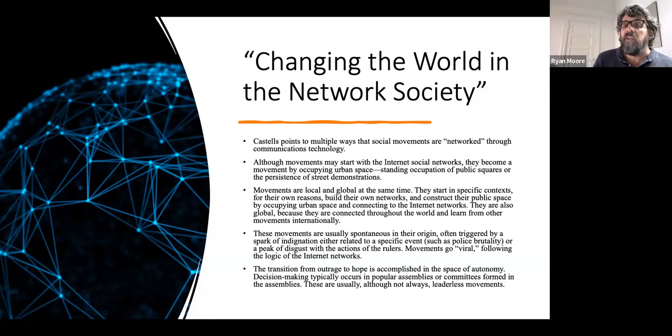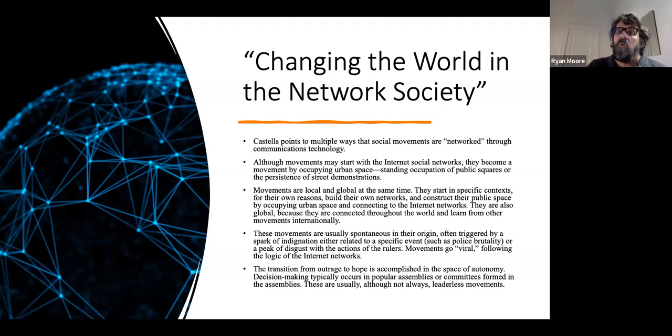These movements, he says, are usually spontaneous in their origin. They're often triggered by a spark of indignation, either related to a specific event, such as police brutality, as we've seen in many instances, or a peak of disgust with the actions of the rulers. The movements go viral following the logic of the internet networks. So this whole idea of going viral is something that follows the logic of the technology. The transition from outrage to hope is accomplished in the space of autonomy. Decision-making typically occurs in popular assemblies or committees formed in the assemblies. These are usually, although not always, leaderless movements.